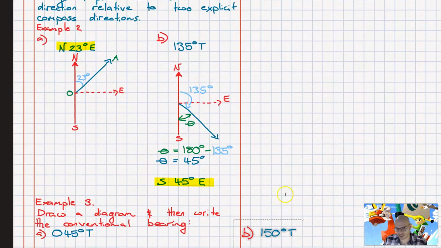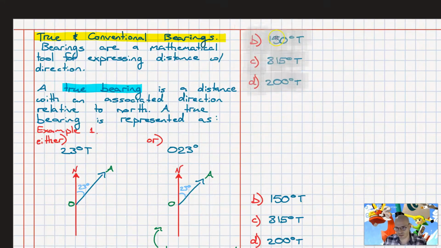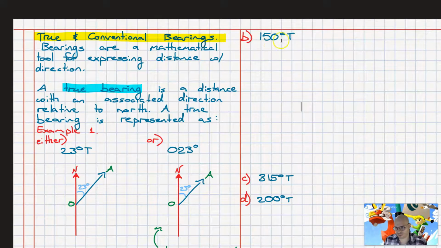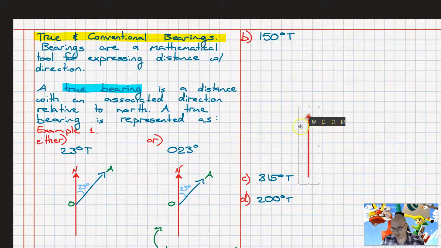Alright, let's have a look at the other 3 examples. So we have 150 degrees true north. So once again, we start off by drawing a diagram. So we get our rulers out and we draw a little compass.